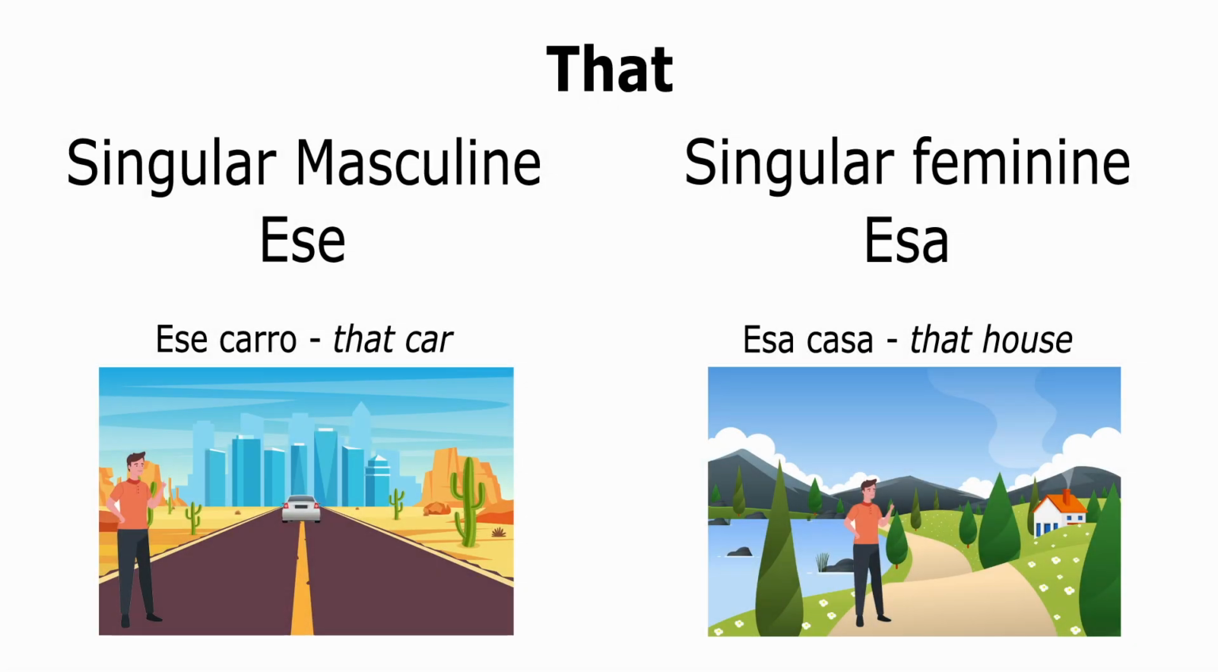The singular masculine word for that is ese, ese carro, that car. The singular feminine word for that is esa, esa casa, that house.